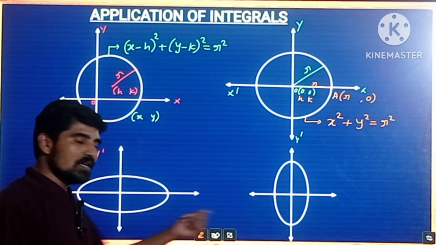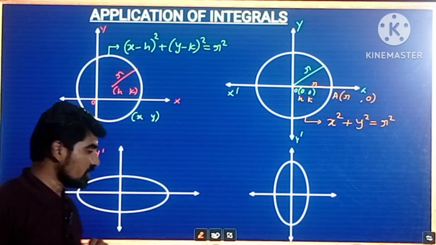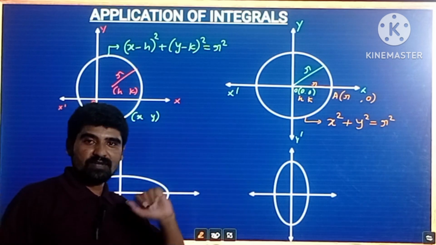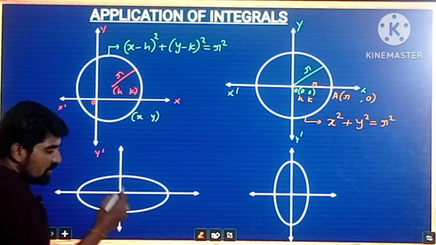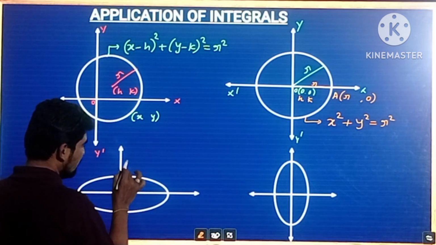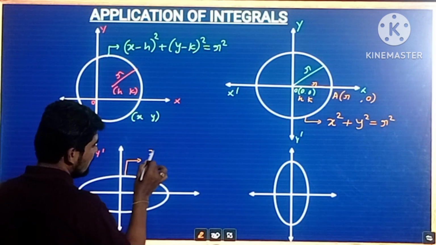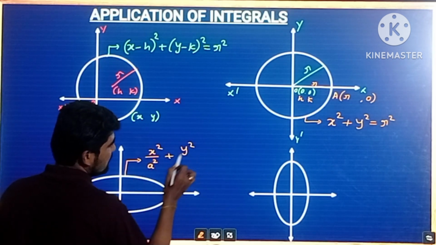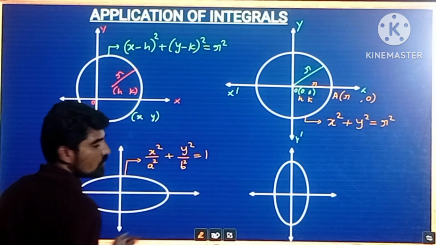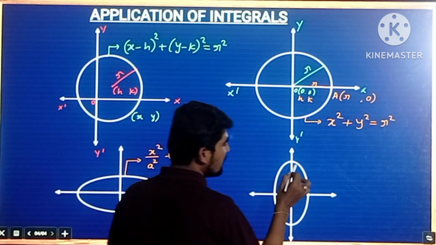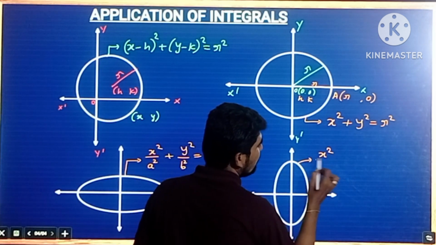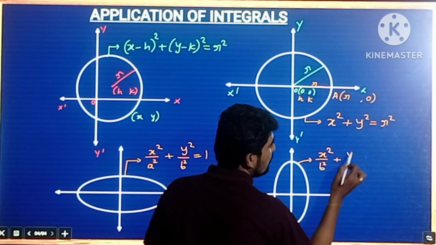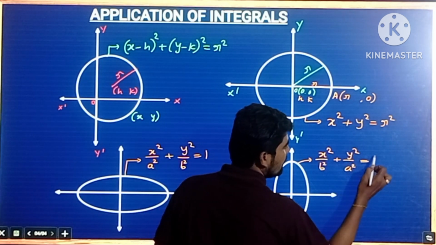We studied two types of ellipses in the first PUC. The first one is a horizontal ellipse and the second one is a vertical ellipse. The equation of the horizontal ellipse is x square divided by a square plus y square divided by b square equals 1. And the equation of the vertical ellipse is x square divided by b square plus y square divided by a square equals 1.